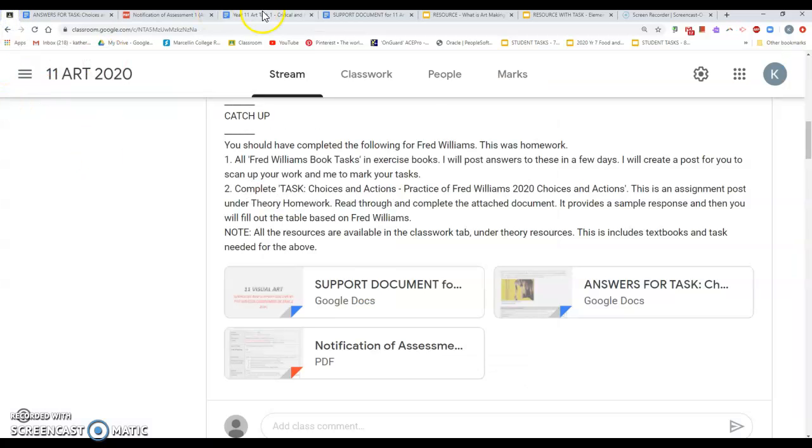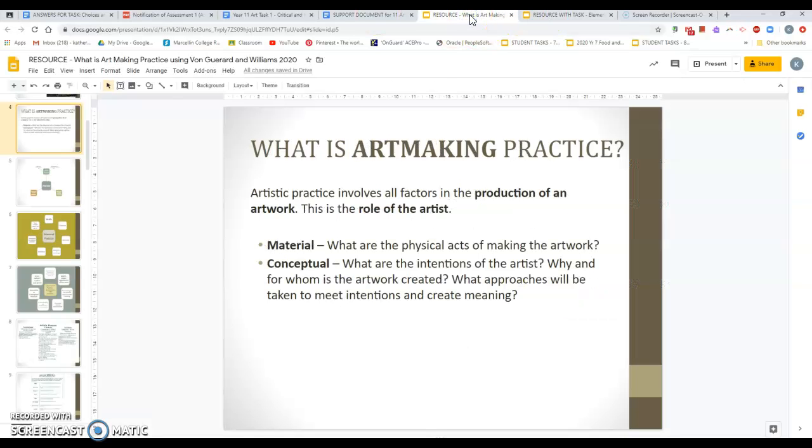But just a super quick recap on practice. Now, these are all documents that you have. So very quickly, material practice, hand. They are the actions that they take. The actions that they take, what techniques do they use? What visual language do they use? And then, of course, we have conceptual.